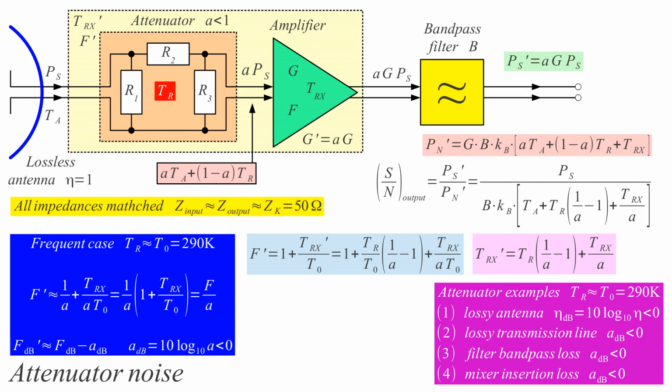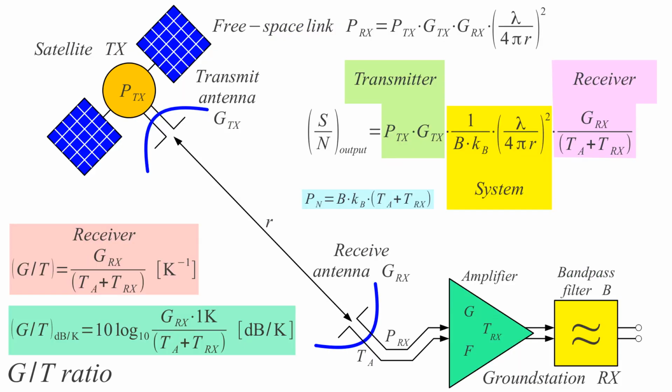There is yet another definition we need in the case of noise, and that's the G over T ratio, the gain over temperature ratio of an antenna. A receiving antenna is described by its gain, but it is also described by its antenna temperature. What we are interested in with our link is having the maximum signal to noise ratio at the output of our link.